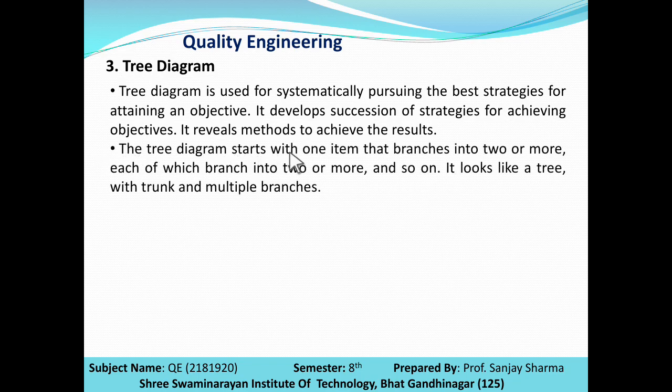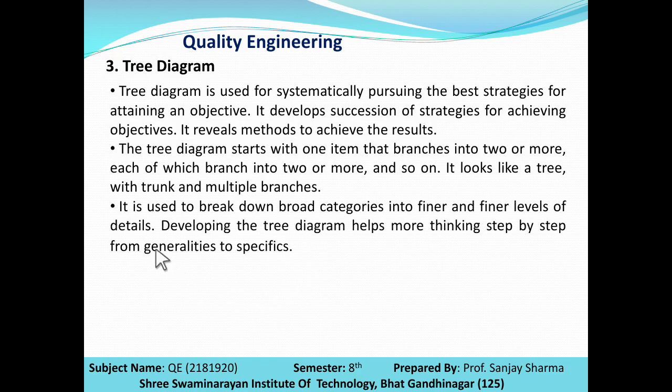The tree diagram starts with one item that branches into two or more, each of which branches into two or more, and so on. It looks like a tree with a trunk and multiple branches. It is how in an organization, there is the CEO, the manager, deputy managers, then the senior supervisors, then the junior supervisors and the workers. So this is how the branches are formed. It is used to break down broad categories into finer and finer levels of detail.